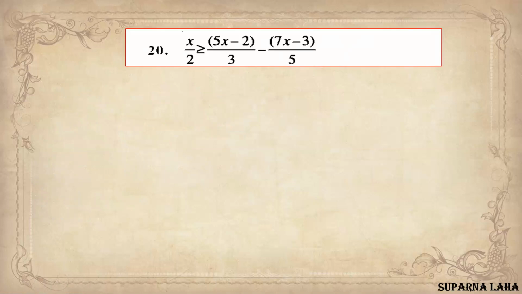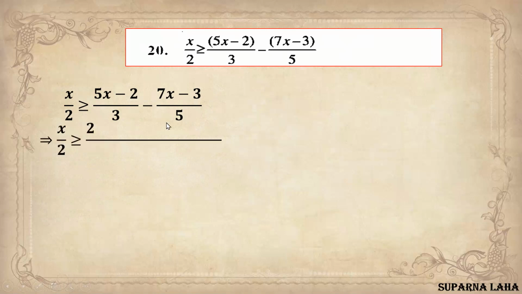Question number 20. You need to find the solution for x, or simplify this inequality: x by 2 is greater than or equal to (5x minus 2) by 3 minus (7x minus 3) by 5. Same as before, as we solved question number 16, just take the LCM for this right-hand side part. So x by 2 is greater than or equal to: 5 times 5x is 25x, 5 times 2 is 10, so minus 10, minus of 7x times 3 is 21x, and 3 times 3 is 9, and minus minus is plus, so plus 9.